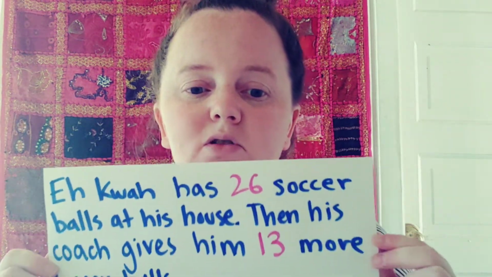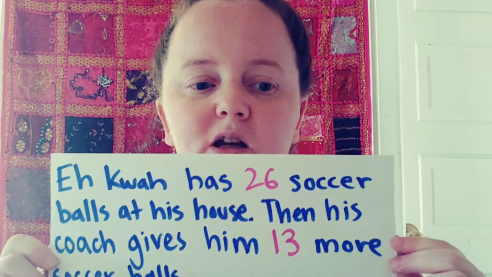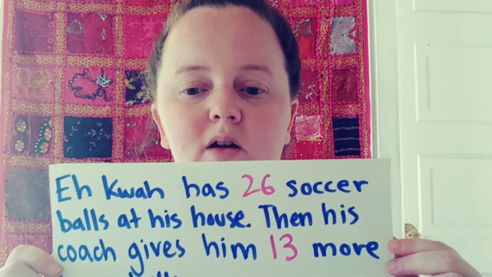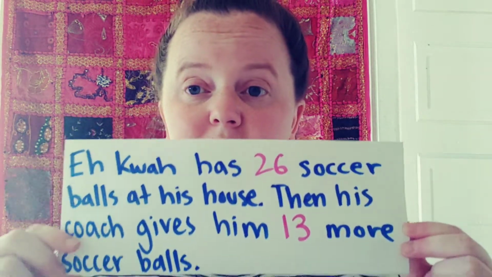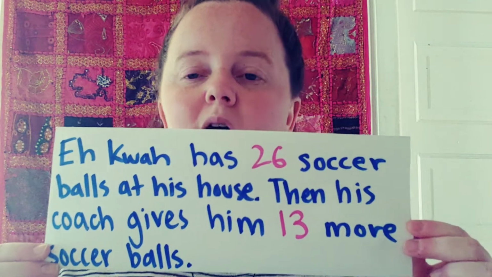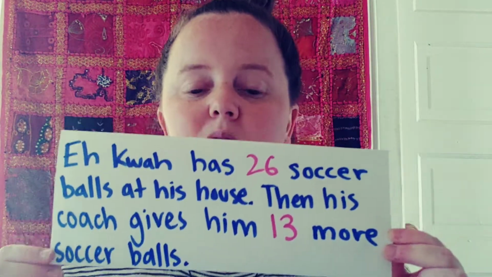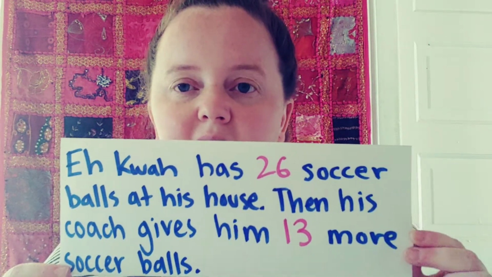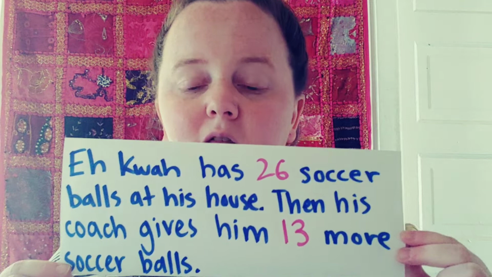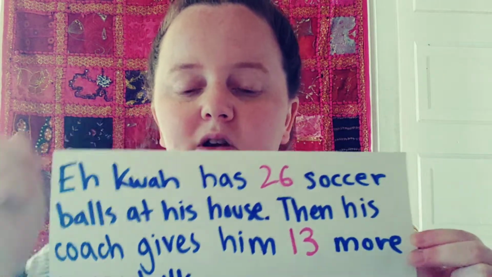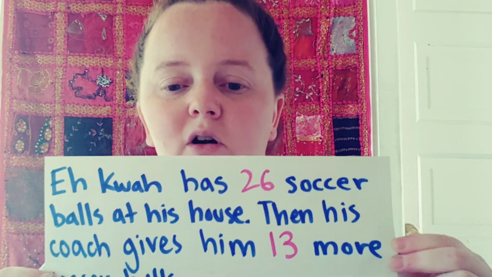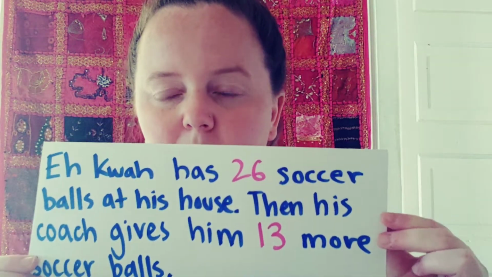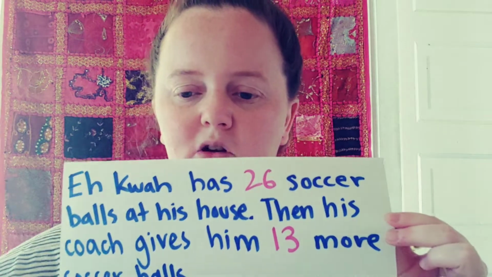Now we are going to read it a second time and we are going to think about what the quantities are. What are the important numbers in the problem? Ekwa has 26 soccer balls at his house. Then his coach gives him 13 more soccer balls. So think in your head or say out loud, what are the quantities in this problem?